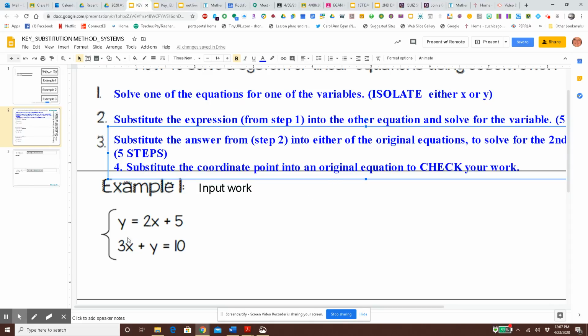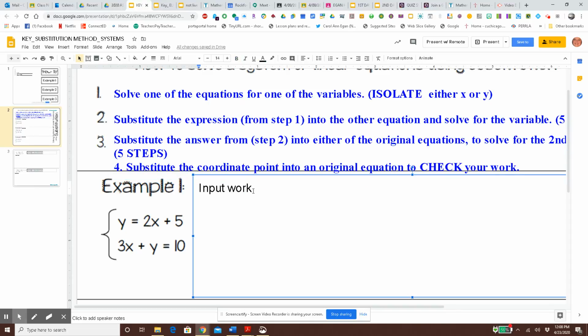So just looking at these, in equation 1, y is in fact already isolated. It's already by itself. And when I say y by itself, I mean y has to have a coefficient of 1. Remember, I don't see the 1, but it's still there. So y equals 2x plus 5. 2x plus 5, therefore, is going to become our expression that we're going to use in step 2. And then we have the second one, 3x plus y equals 10. So I'm going to take this expression, 2x plus 5, and substitute it in.